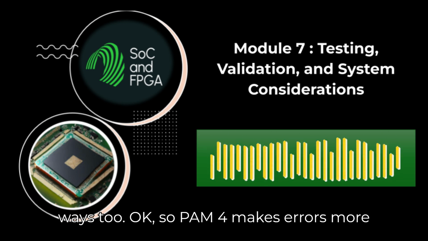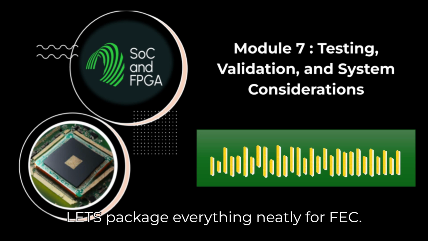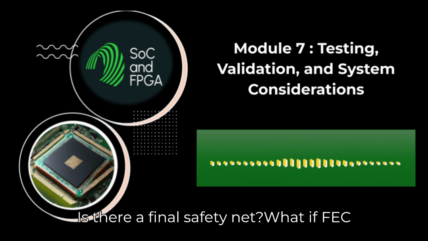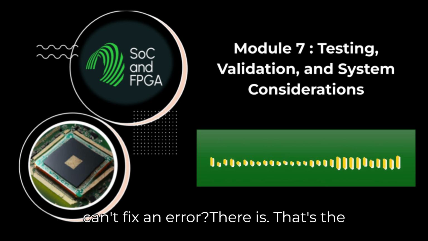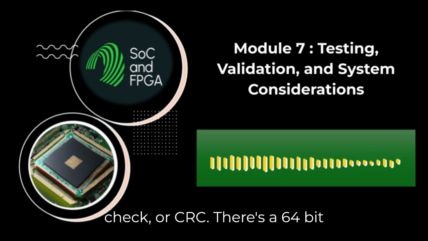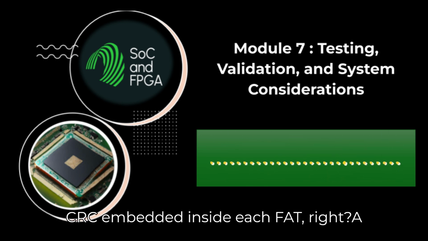Okay, so PM4 makes errors more likely, FEC fixes the small ones, and FLITs package everything neatly for FEC. Is there a final safety net? What if FEC can't fix an error? There is. That's the third piece. A strong cyclic redundancy check, or CRC. There's a 64-bit CRC embedded inside each FLIT. Right, a checksum.